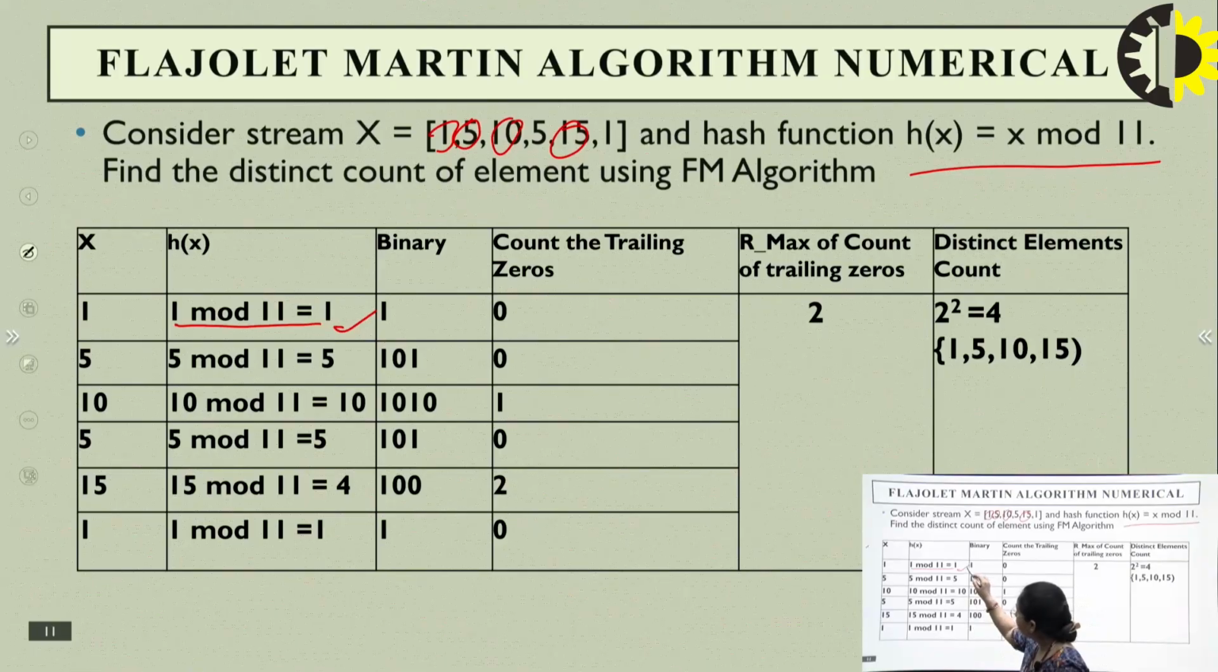And so here the second step will be, we will convert them into binary numbers. So we have converted into binary numbers. 1, we will convert it. So it will be 1, 5 and then 10, then 5 and then 4 and 1. So these are the binary representations for these values. Now we will count the trailing 0s, right? So here 1, so the number of trailing 0s is 0. Got it?